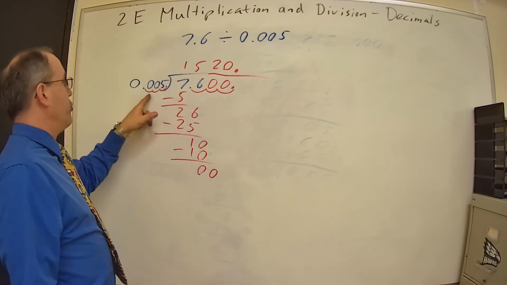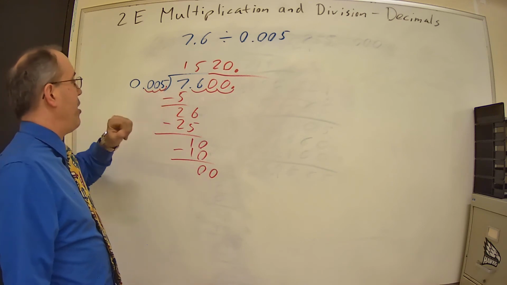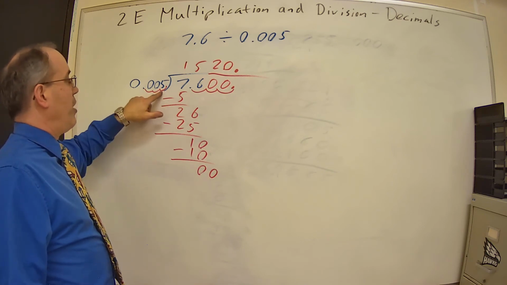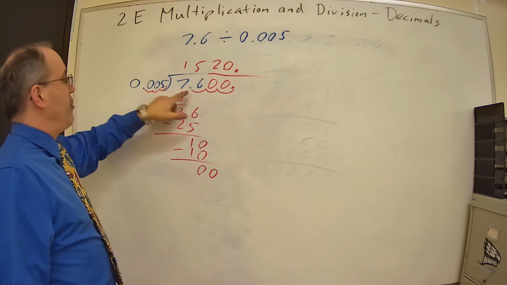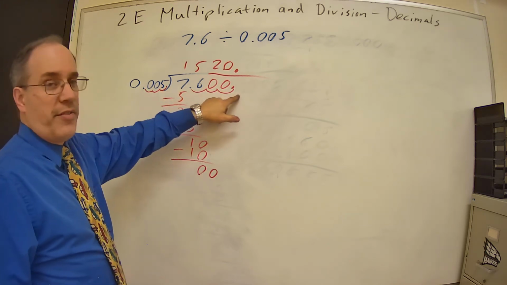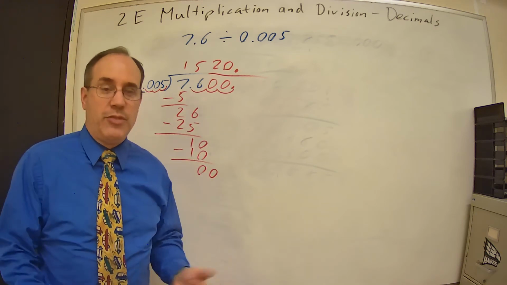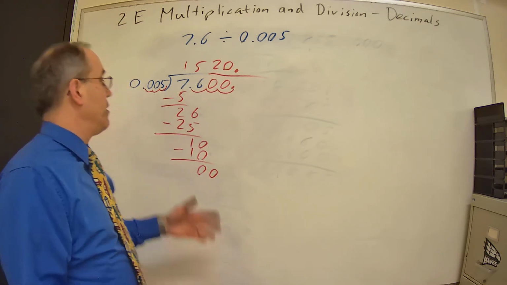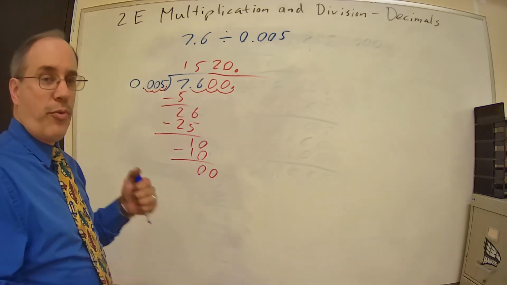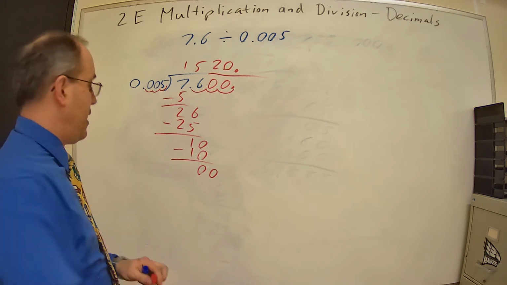So all we did is we moved the decimal point over so that we end up with a whole number for the divisor, and we move the decimal place over for the dividend the same number of places, giving us our final decimal place value. So that's what we're looking at for dividing decimals.